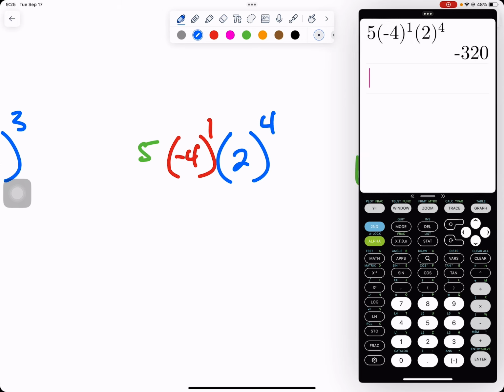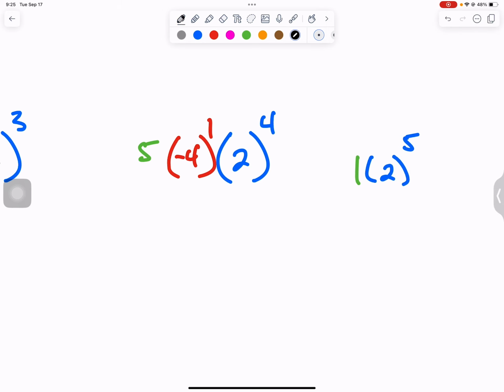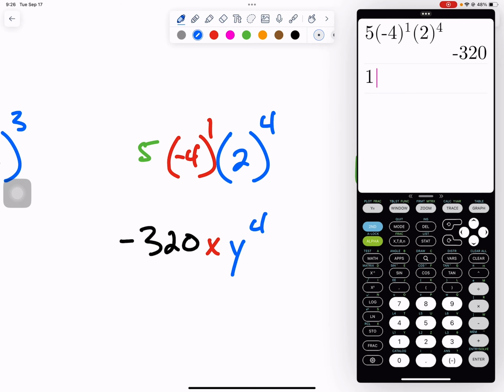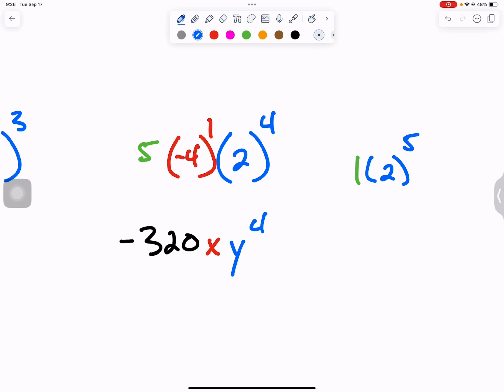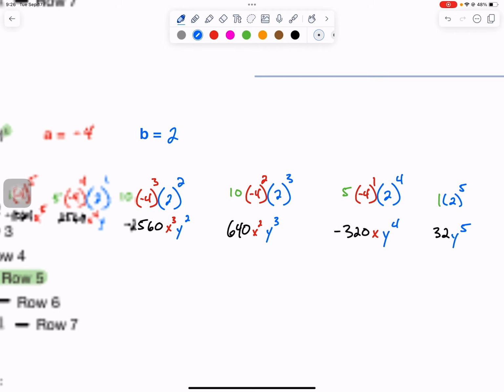All right. I forgot to add that to the 4th power there. I knew I was a little off. I'm like, come on, there's got to be something wrong here. Yes, -320. We'll simply put our 1 red x and our y to the 4th, and then we'll do 1, open, 2, close, up key arrow, 5, enter. Yes, you do get 32, and it's just going to be y to the 5th.